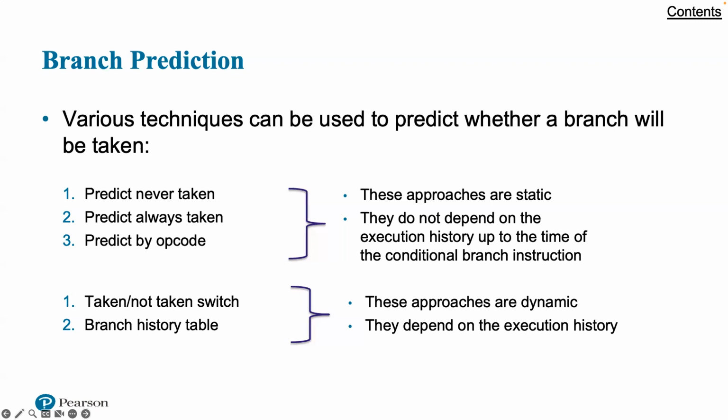The dynamic branch strategies attempt to improve the accuracy of prediction by recording the history of the conditional branch instructions in a program. For example, one or more bits can be associated with each conditional branch instruction that reflects the recent history of the instruction. These bits are referred to as a taken/not taken switch that directs the processor to make a particular decision the next time the instruction is encountered.